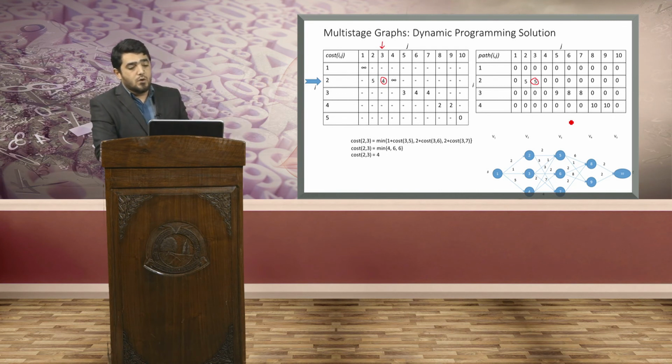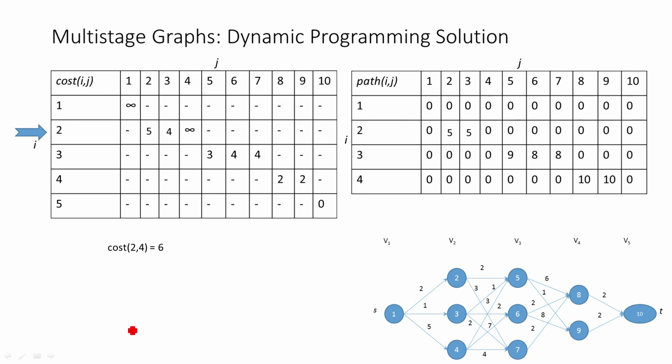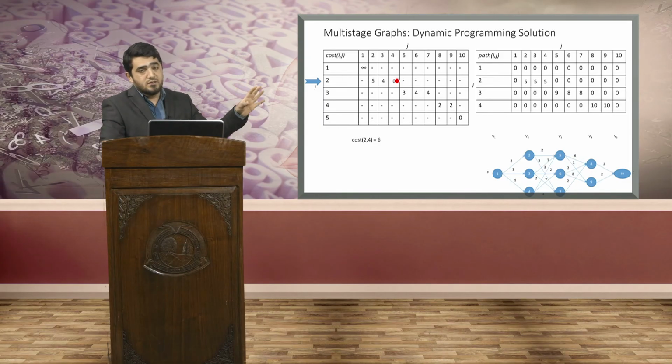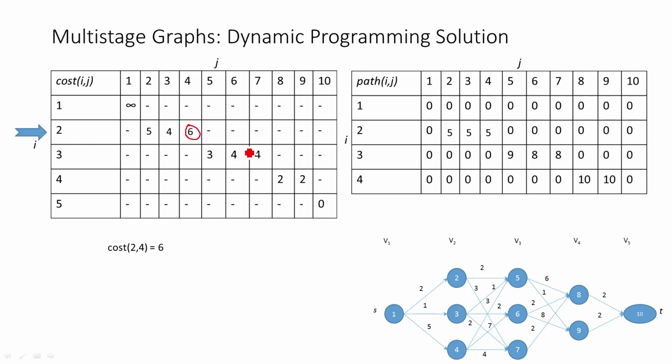And we keep on following the same for selecting node number 4 in stage number 2. For selecting node number 4 in stage number 2, we have the cost equal to 6 by choosing node number 5 again. And finally, we have reached the first stage.